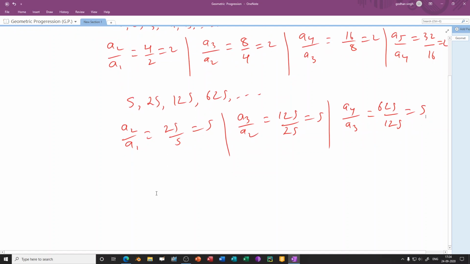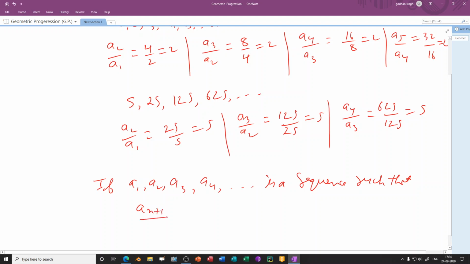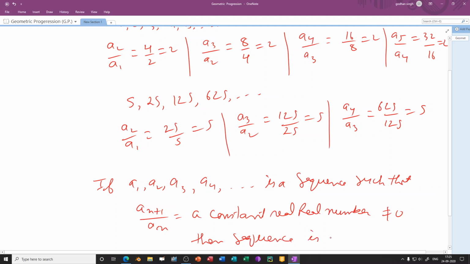So what are geometric progressions? If A1, A2, A3, A4 and so on is a sequence such that An plus 1 over An is equal to a constant real number, and that is of course not equal to 0, then we say that the sequence is a GP.